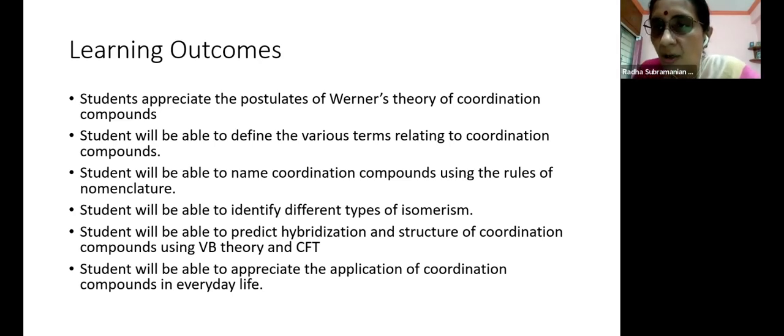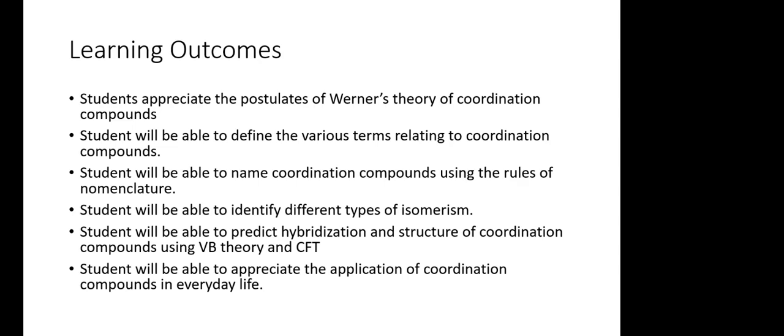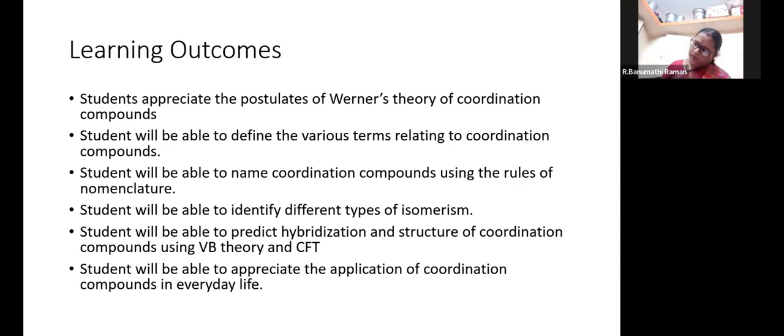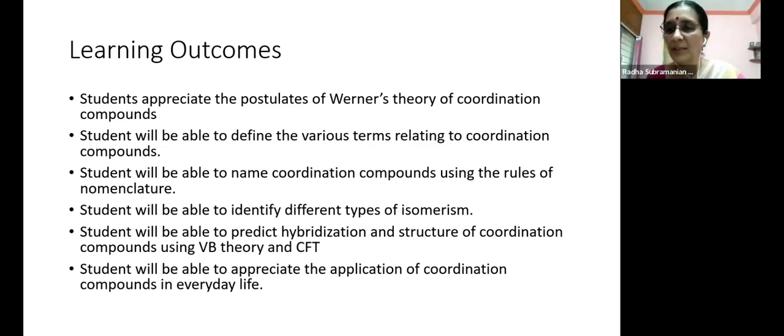Did we have any questions in nomenclature this year, ma'am? I think there were more questions on VBT and CFT. There were not many questions. Isomerism was not there for evaluation at all. We don't have isomerism again this year, isn't it? They gave one question: write the formula of the complex using IUPAC norms.